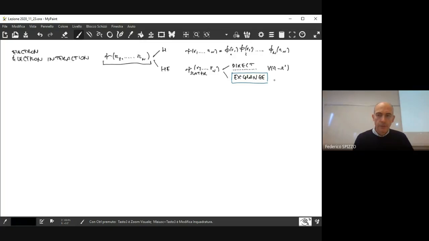As I told you during the lesson, this is again a term that is quantum mechanical because you have no classical equivalent of that. And this depends on the fact that we have chosen a wave function that respects the antisymmetry that we expect for fermions. So the exchange term is due again to the symmetry properties of the electronic wave function of the system.